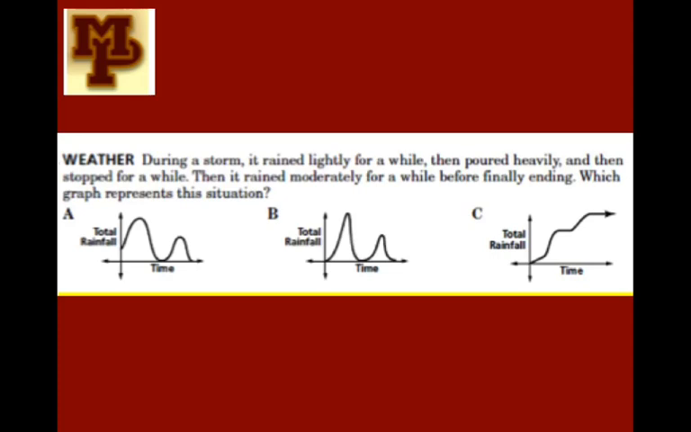Alright, this one: it rained lightly for a while, poured heavily, and then moderately for a while before finally ending. Which one represents the situation? Well, since it's total rainfall, the total rainfall never really will go down. It'll just keep accumulating. So C is the only one that makes sense.